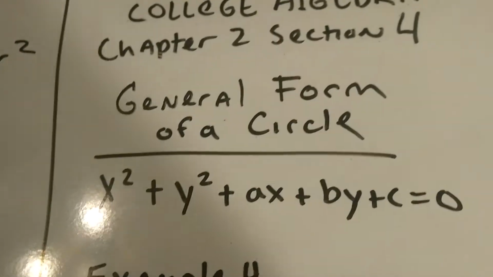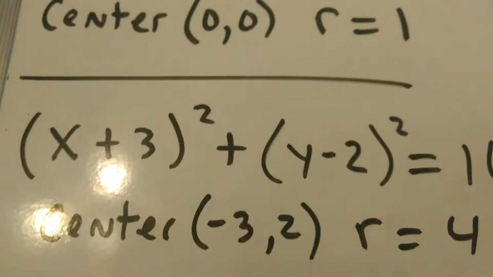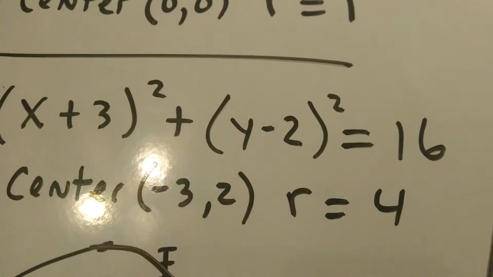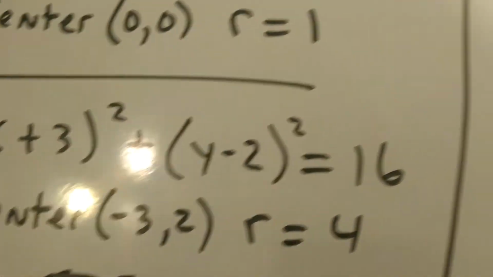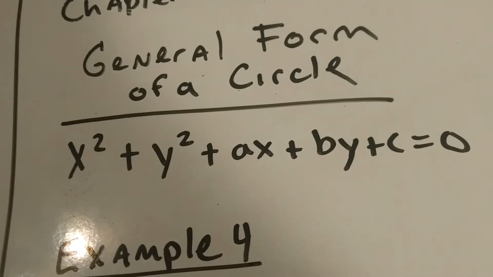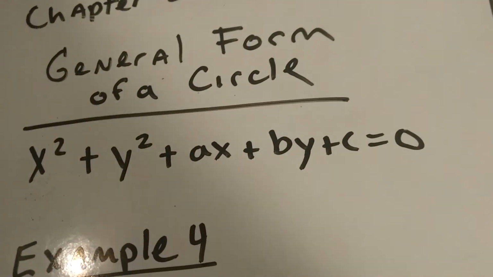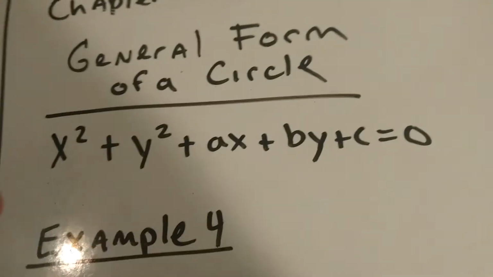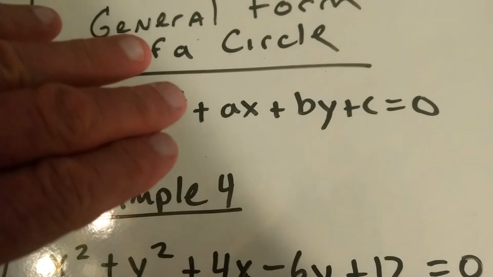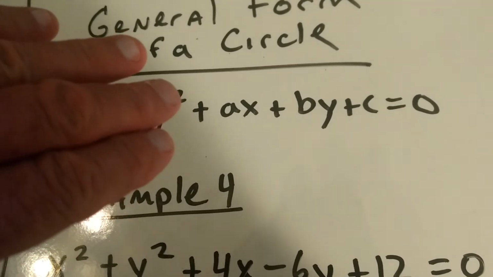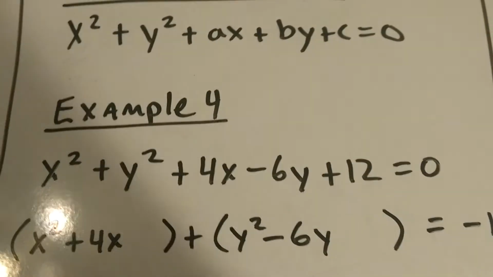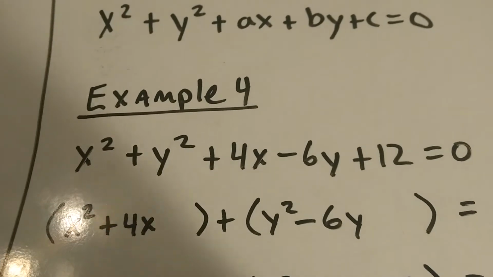Our general form of a circle is when we take something like (x + 3)^2 and multiply it out, add it to (y - 2)^2, multiply it out, and then subtract the 16 over. We get what we call the general form of a circle, where it's x squared plus y squared plus ax plus by plus c. Okay? Notice that if you take away the x squared and the y squared, you really have the standard form of a linear equation.